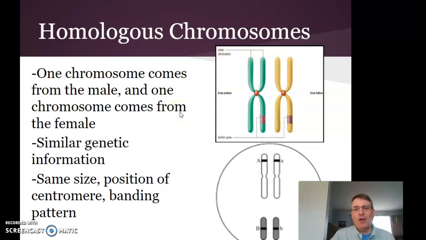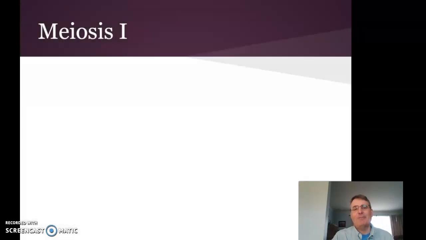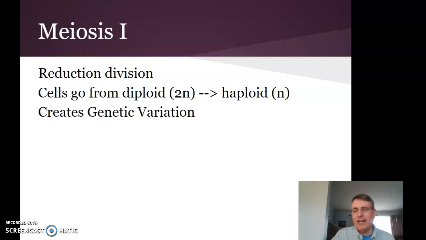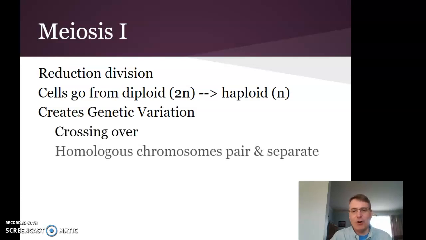We're going to start out with those in prophase, so they come together, one from mom and one from dad. In meiosis 1, which is the reduction division, where we go from diploid 2N DNA to the haploid state, we're going to create all sorts of genetic variation through the process of crossing over, and then the homologous chromosomes are going to pair up and separate, and that creates variation. So not chromatids; we have the full chromosome. Full X-shaped chromosomes are going to get pulled over to each side.